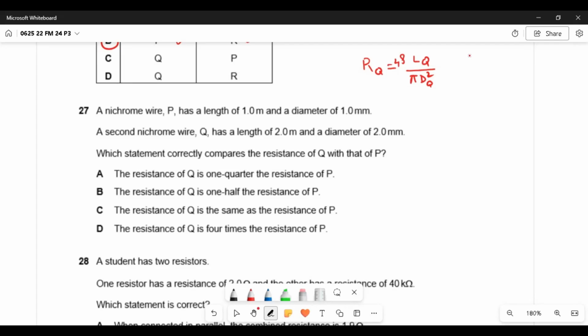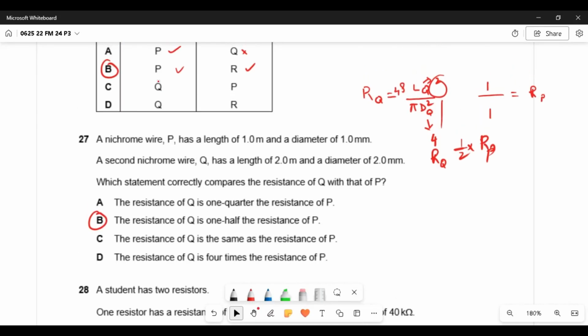For P, it has length 1 and diameter 1, so it can be proportional to 1. But when you double the diameter, this portion will go to 4, and length goes to 2, so this will be 1 over 2. So RQ is one half of RP. So this is option P.